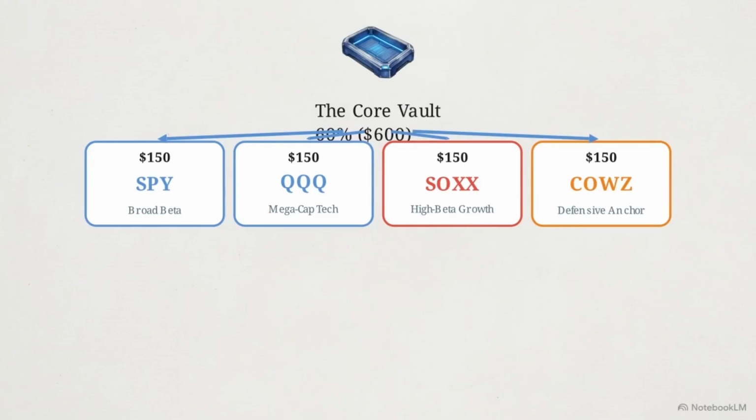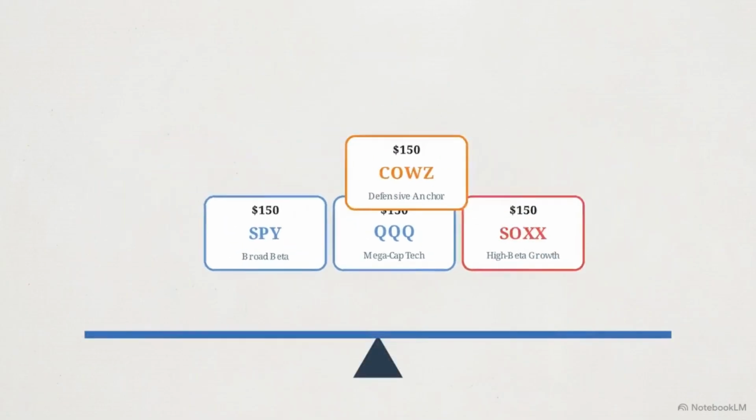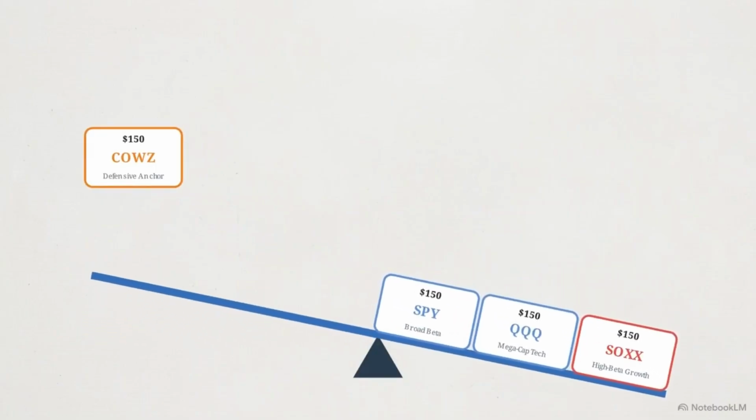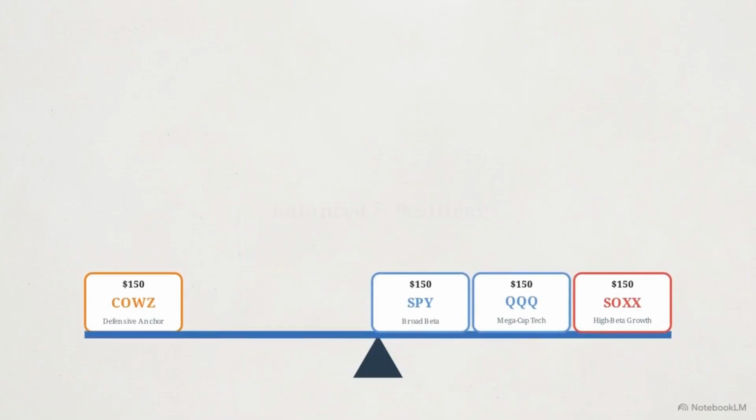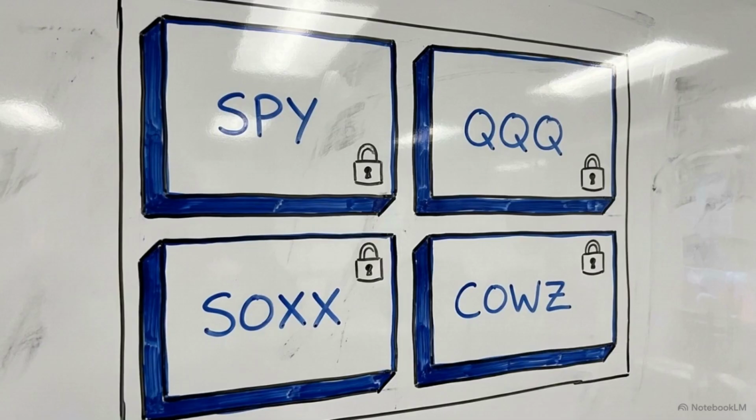and the final $150 purchases COWS. COWS functions as the defensive anchor of the vault. It tracks U.S. companies with deep free cash flow yields, which mitigates the heavy technology concentration of the other three assets and provides resilience during inflationary regimes. Together, these four assets form the core vault. They serve as the permanent, unleveraged capital base of the strategy, mathematically isolated from the risks of the active portfolio.